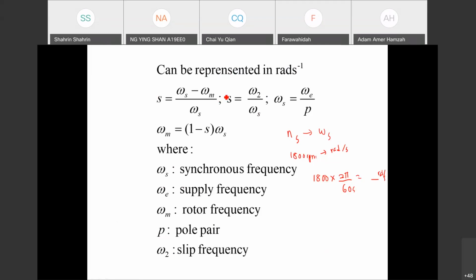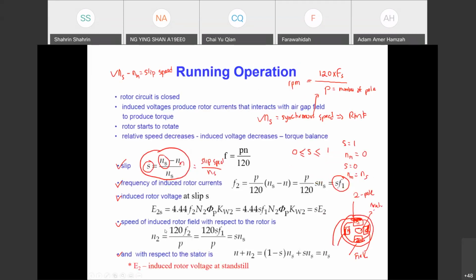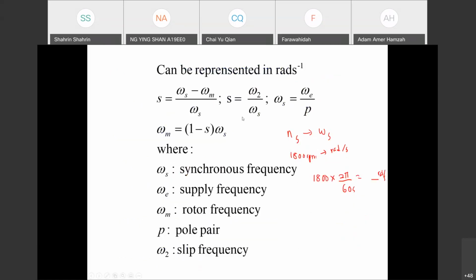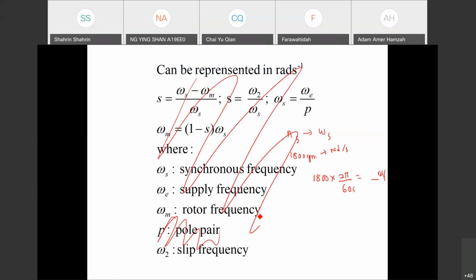So this one is actually similar to this one, but in units of radian per second. So I think you can ignore this one. Especially this one, I think it can be scrapped because if you read this, you will be confused.